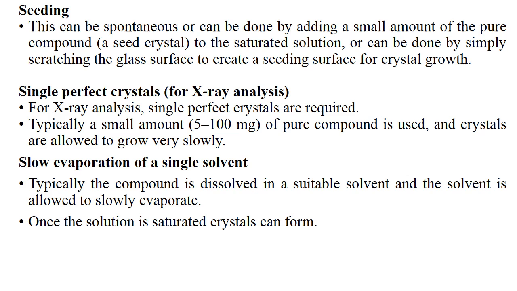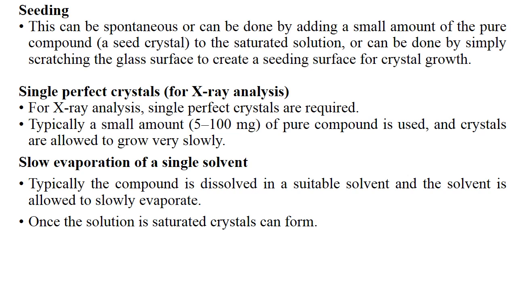Single perfect crystals for X-ray analysis. Keep in mind that growing crystals for X-ray crystallography can be quite difficult. For X-ray analysis, single perfect crystals are required. Typically, a small amount, 5 to 10 milligrams of pure compound, is used for the technique, and crystals are allowed to grow very slowly. Several techniques can be used to grow these perfect crystals.